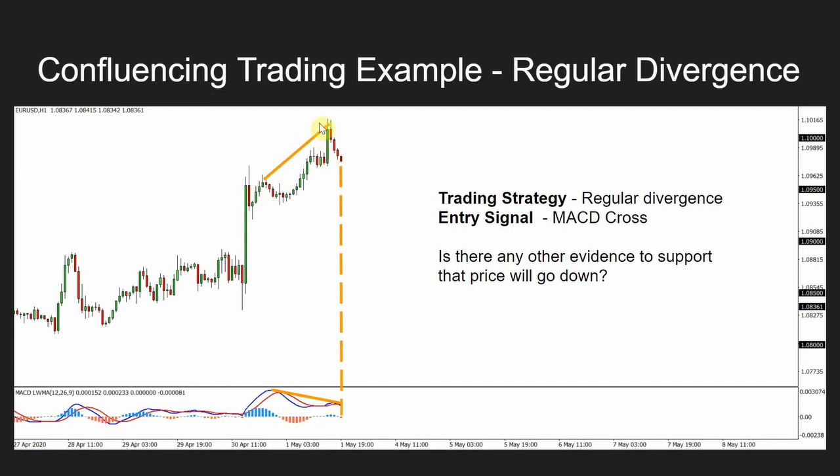Because this could easily just be a retracement and then price pulls up and starts making higher highs, in which case I'll get stopped out and lose the trade, and then I'll move on to the next one. But what can we do to increase the probabilities that this is going to be a winning trade?